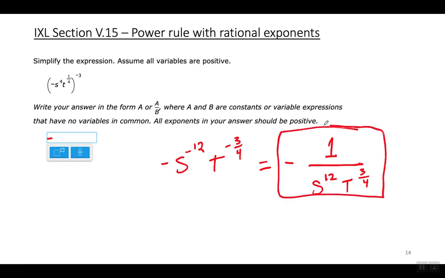Again, it looks all complicated, but it's not. It's super simple. Don't be intimidated. Just because it looks different or complicated doesn't mean it's complicated.